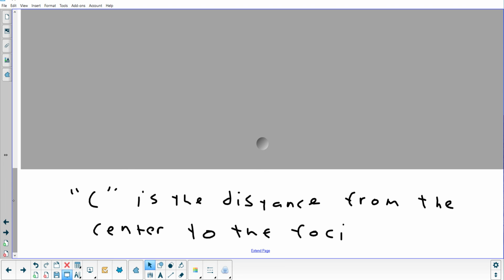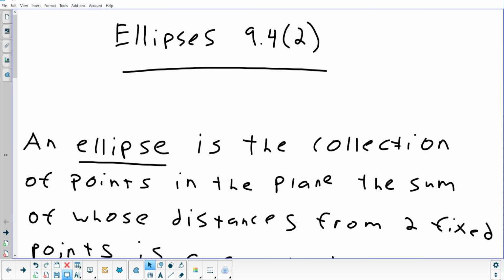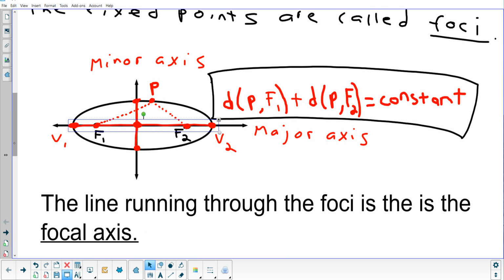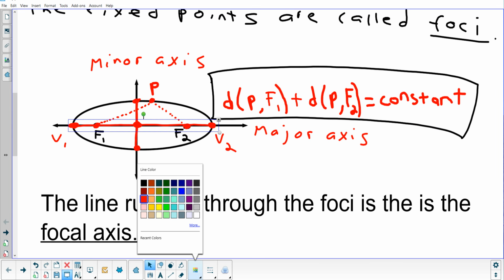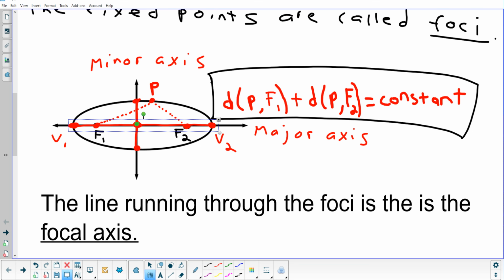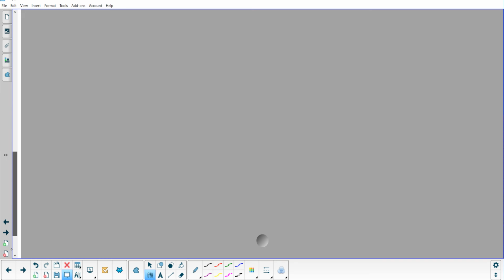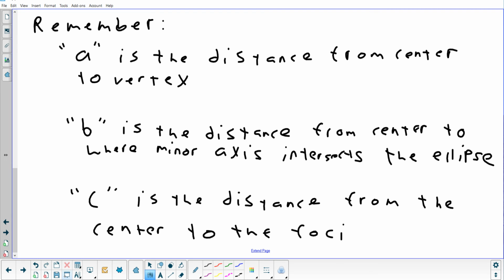But what's B? B is this. B is the distance from here to there, and from here to there. So B is what we call the distance from the center to the minor axis.